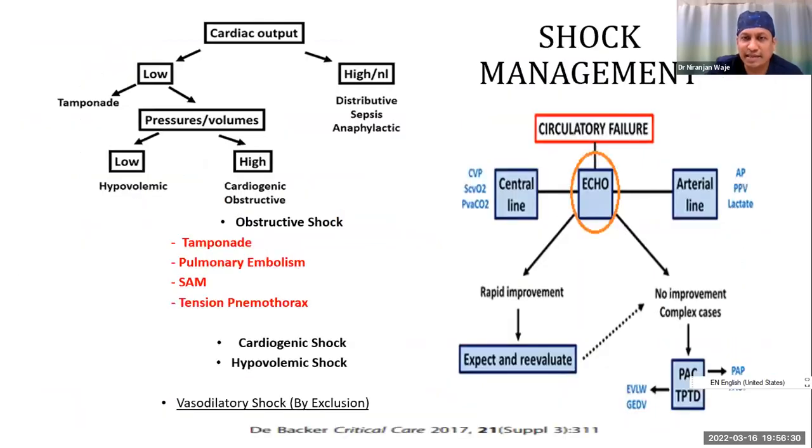As has been mentioned in all the talks, there are different types of shock. In a hemodynamically unstable situation, a case of shock, we need to find out what the problem is and address it accordingly. Essentially, shock can be diagnosed as obstructive shock, cardiogenic shock, or hypovolemic shock with a low preload, and finally, if all three are missing, it becomes a vasodilatory shock by exclusion. However, by echo, we can objectively classify it as a vasodilatory shock.